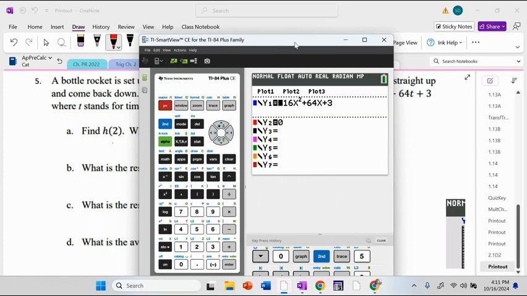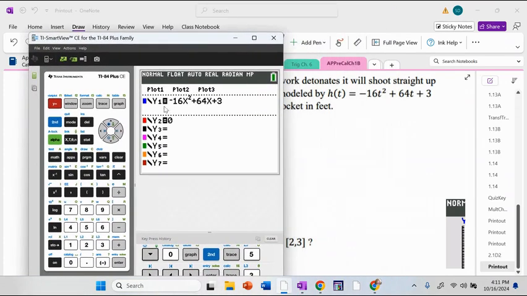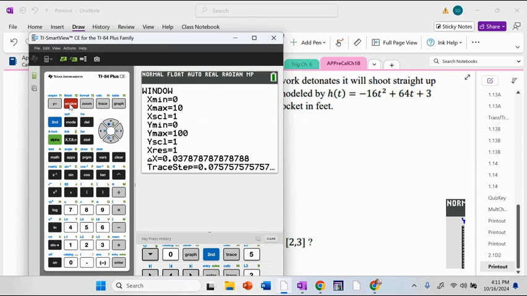So numero uno, you type this in here. All right, so you type negative 16x squared plus 64x plus 3. If you remember, you don't have to, but the 3 means it started 3 feet high. 64 is 64 feet per second. The projectile is shot straight up at that speed. And then this is gravity divided by 2. Gravity pulls down on us at negative 32 feet per second. You don't need to know any of that. You need to type this in here and then do an appropriate window.